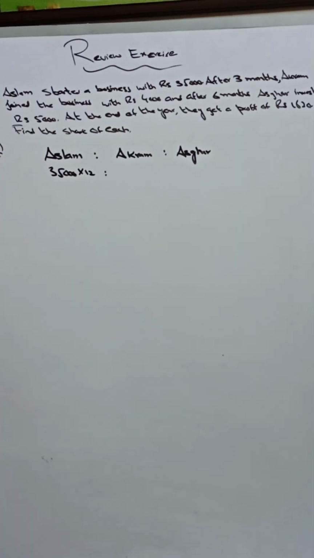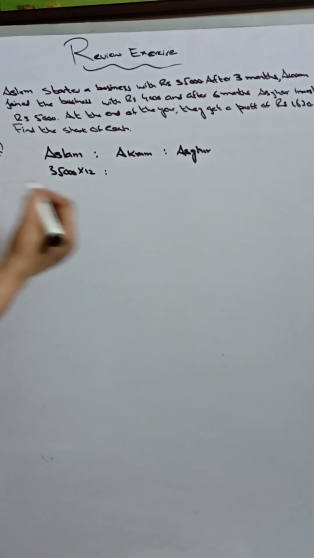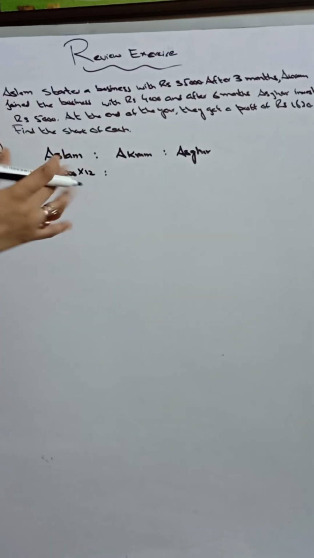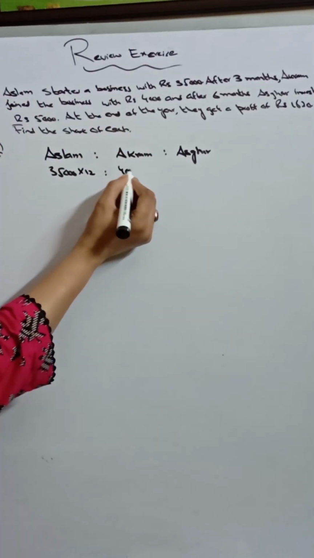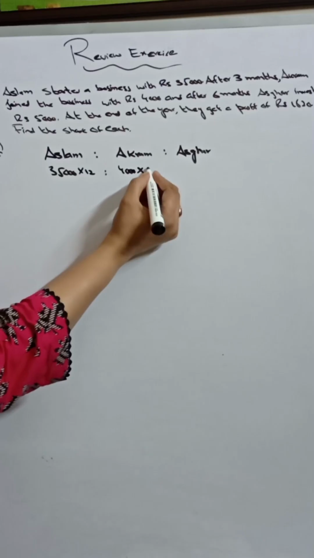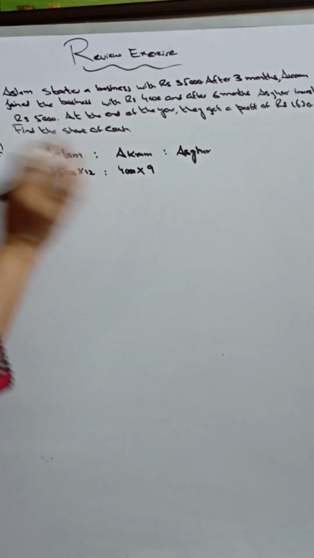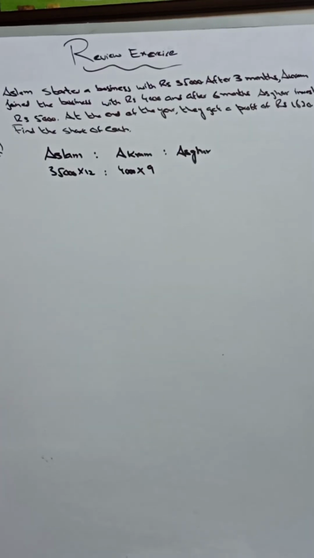9. So he joined the business after 3 months. We can say that his share in the business will be 4,000 multiplied by 9. All right? Because he invested in the business 9 months, not the whole year, not 12 months. All right? Next.